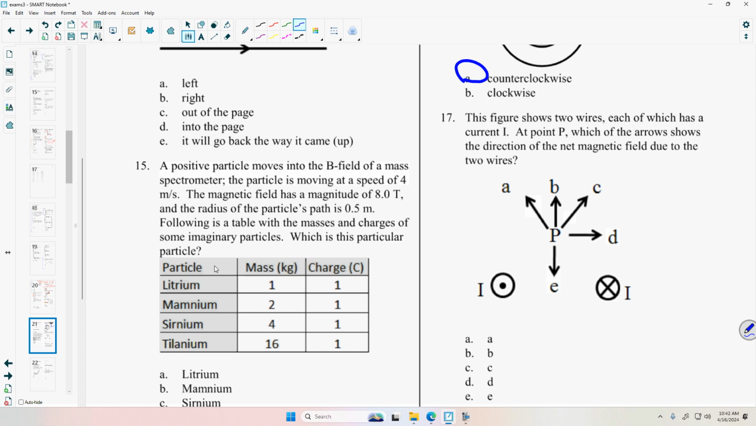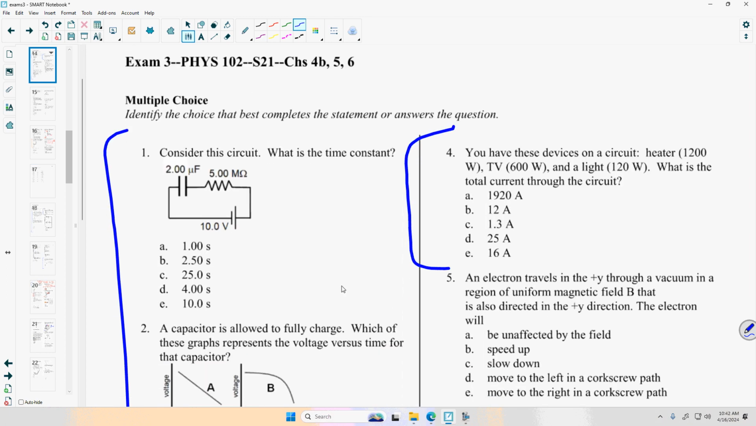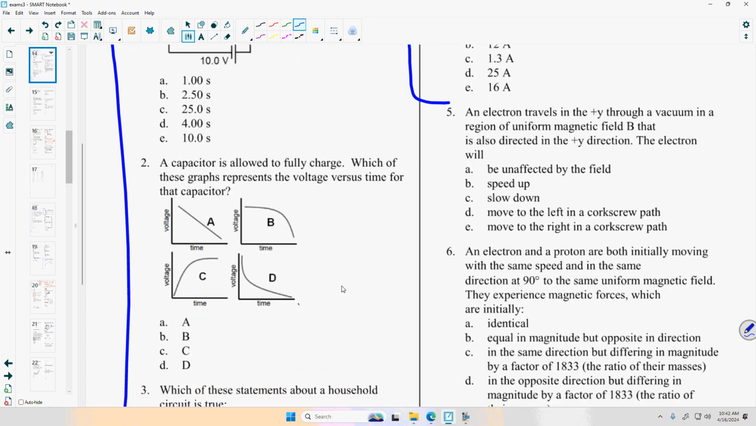Explain spring 21, number 6. Yeah, spring 21, number 6. Electron and proton.